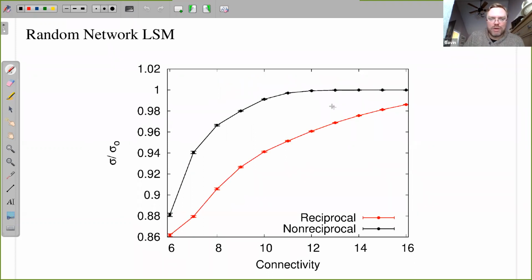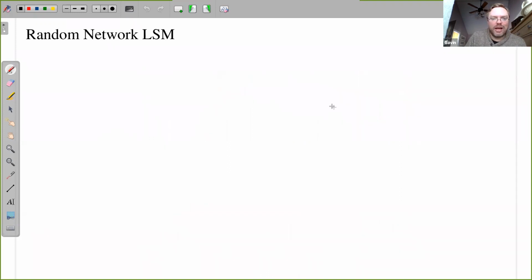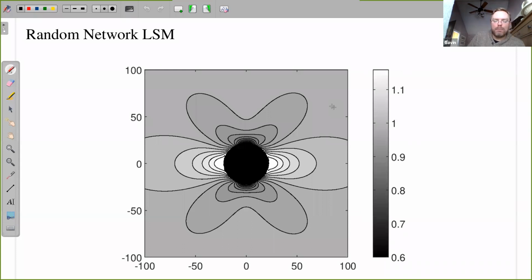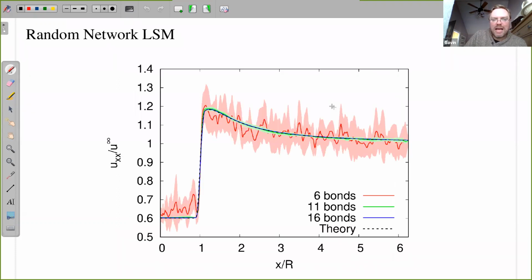And the same with the Poisson's ratio. Again, the Poisson's ratio is limited because it's a Born spring model, but even so, you can match on and capture that. And so here's an inhomogeneity problem. Here's a particle of some stiffness, and the strain field as you deform it, looking at this one-dimensional profile. When you've got 6 bonds, you do get a lot of noise, right?